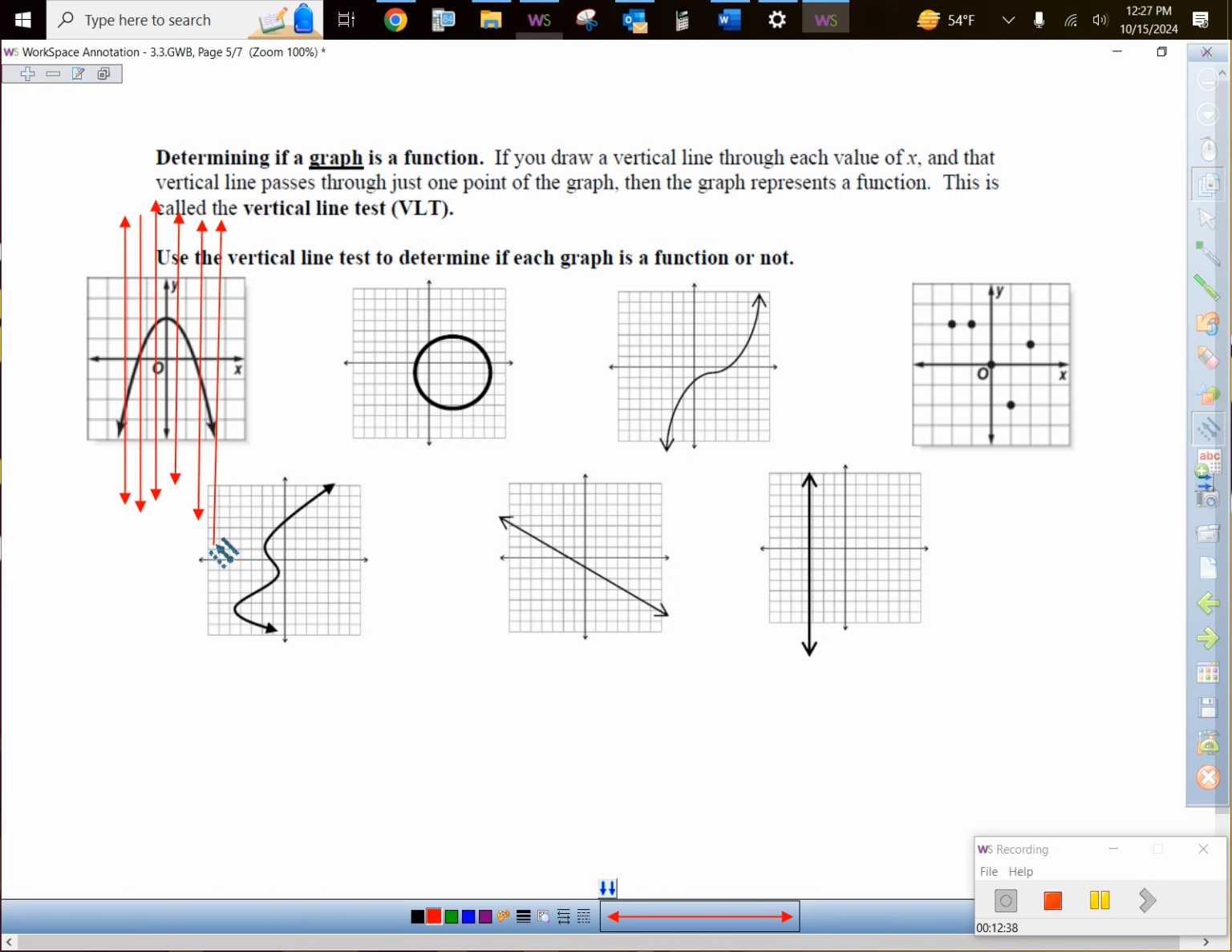Every one I've drawn so far is once. Are you with me on that? Why not this? That's a horizontal line. Are you with me on that? It's not called the horizontal. It's called a vertical line test. So you have to draw only vertical lines. If you only touch it once, you are a function.